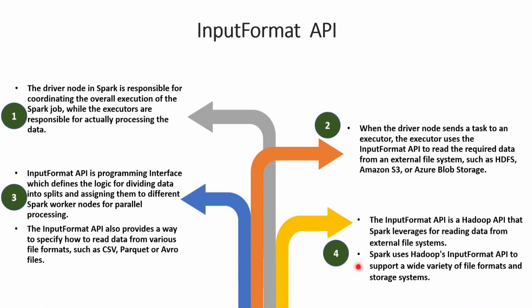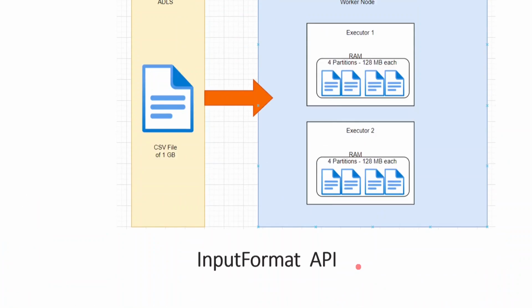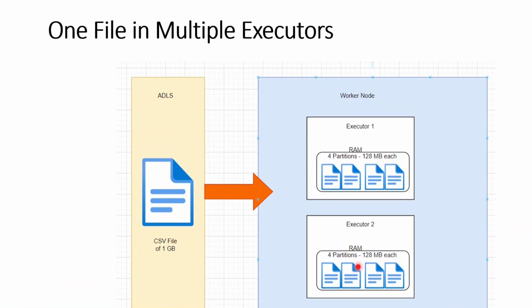Now we are getting into the important part. In the previous slide, we have seen the worker node connecting with ADLS, and the data flowing from ADLS to the worker node. But what is the internal mechanism? How is the worker node connecting with ADLS? What is the component used for that?